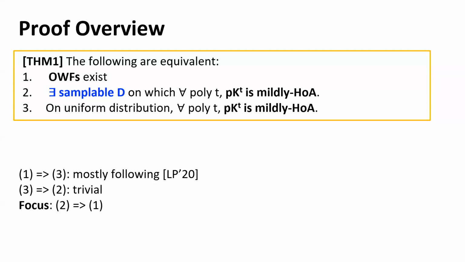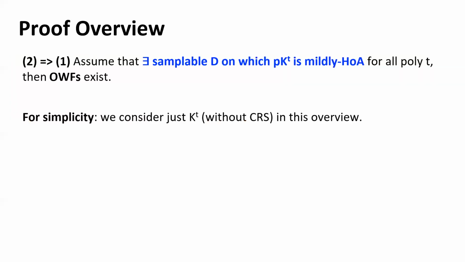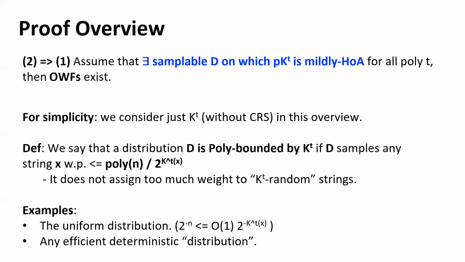So today we're interested in proving the implication that 2 implies 1. Namely, assume there's a sample distribution under which PKT is hard, and then we want to show that one-way functions exist. For simplicity, we're just going to consider KT without the CRS, the standard notion, in this proof overview.